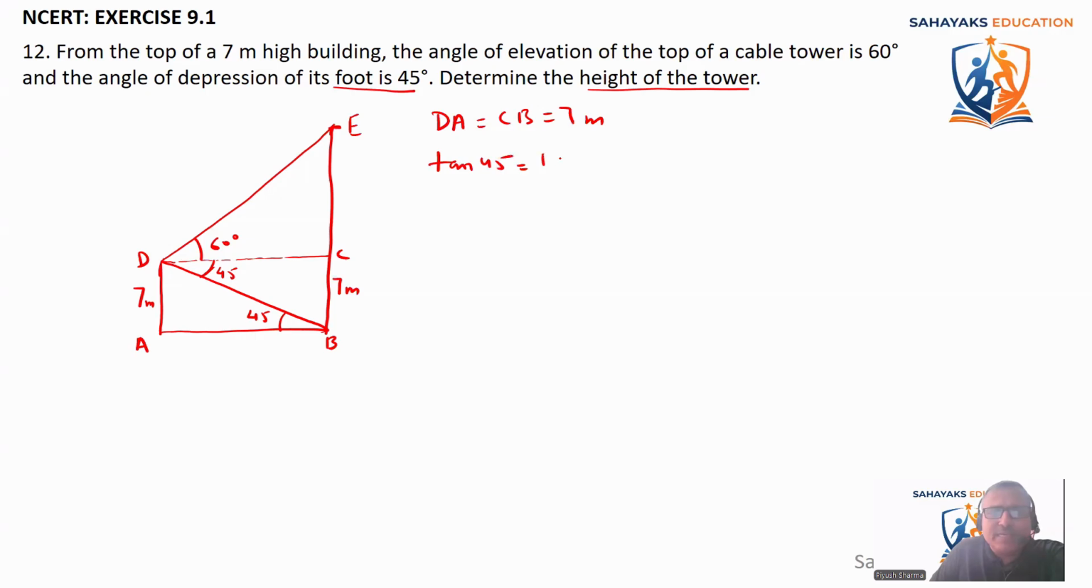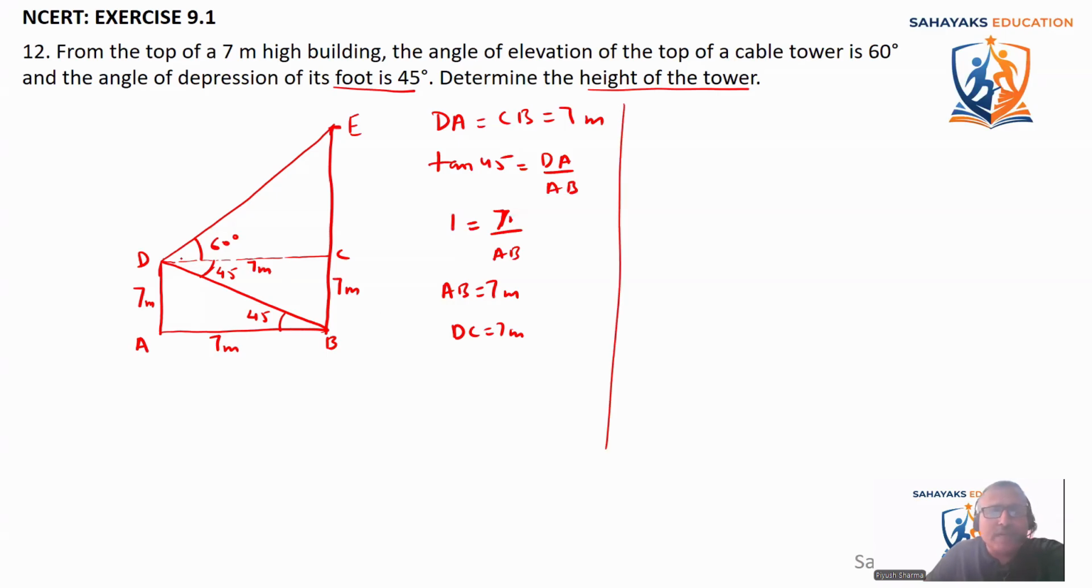Tan 45 is equal to DA divided by AB. Tan 45 is 1, and DA is 7 meters, so 1 is equal to 7 divided by AB. So AB comes out to be 7 meters. If AB is 7, we can say DC is also 7 meters. Now, in triangle EDC, we know the angle and one side, and we have to find another side, EC.